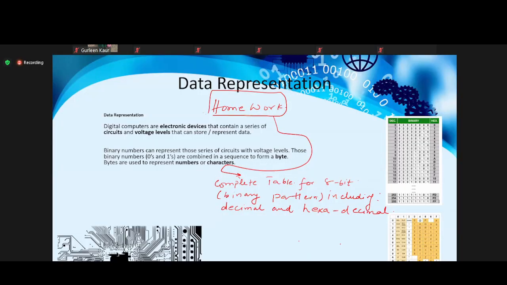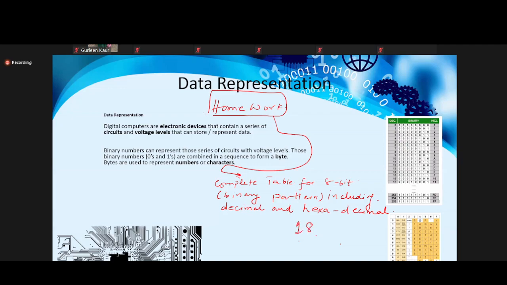How do we write 18 in hexadecimal? So 1 is 1 in hexadecimal, 8 is 8 in hexadecimal, right?